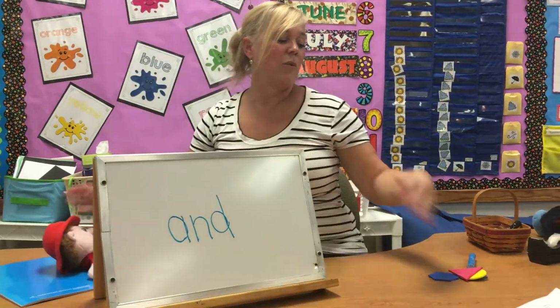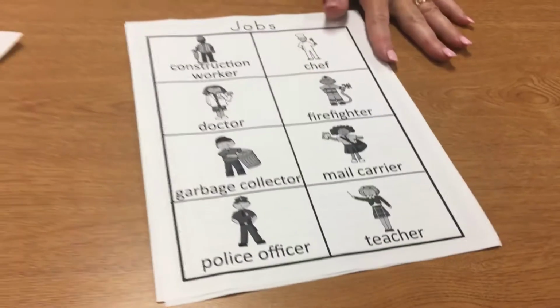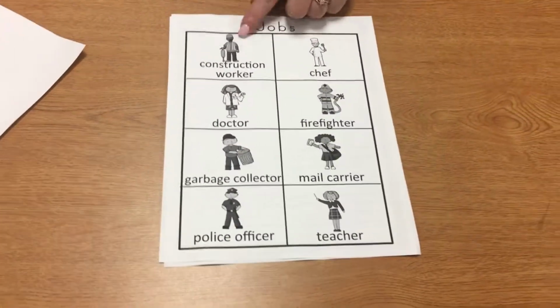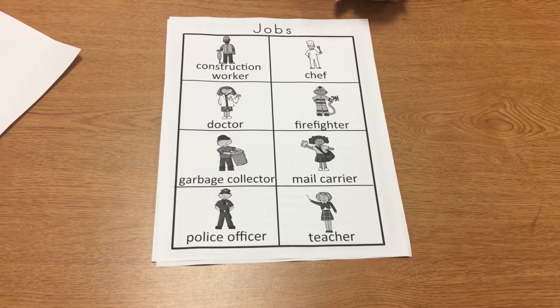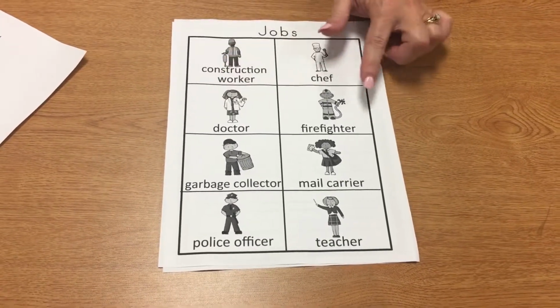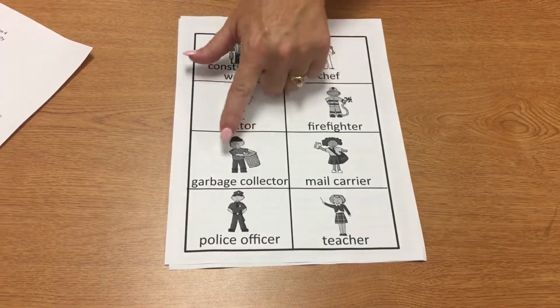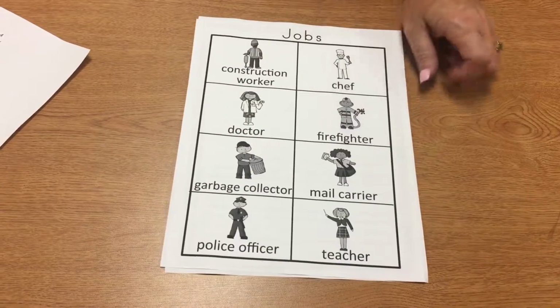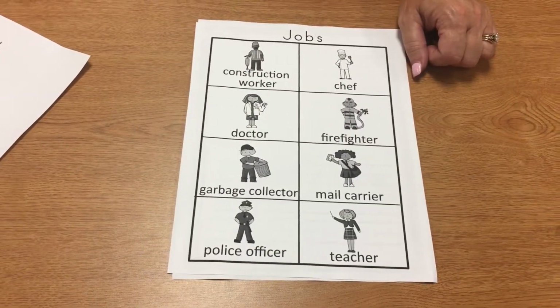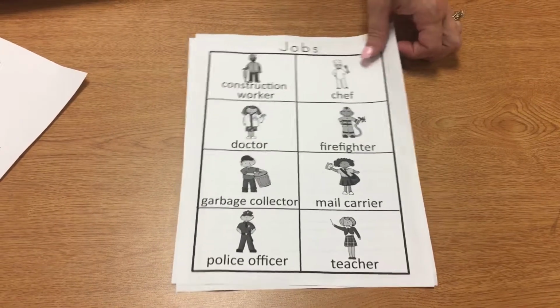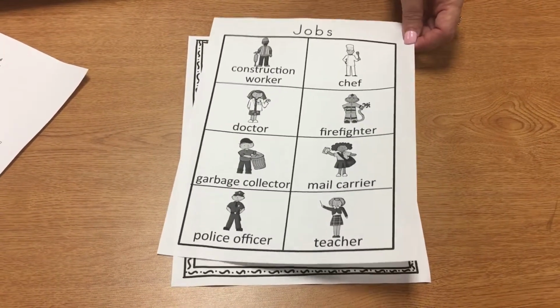Now I have a paper that is going to list some of the jobs that we're showing pictures of in the book. There's a construction worker, a chef who makes food, a doctor, a firefighter, a garbage collector, a mail carrier, a police officer, and a teacher. I'm going to give you these so that you can see them.